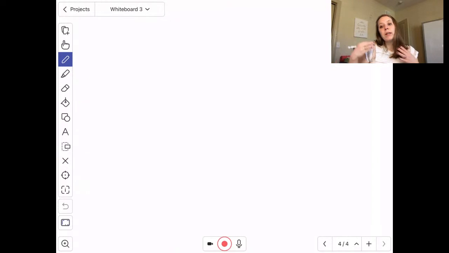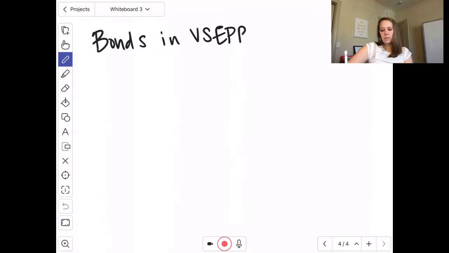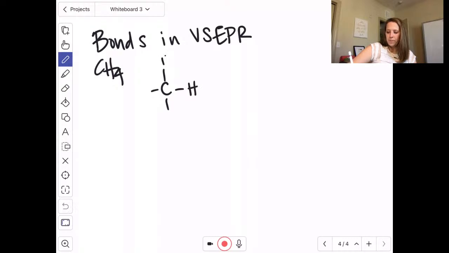So when you draw wedges and dashes, so if we have a bond angle, your bonds in VSEPR. So if you have a tetrahedral molecule, such as methane, so that's CH4, we know that our Lewis dot structure is going to look like this. So we know that this structure has a steric number of 4. The steric number just means that we counted the number of things connected to our central atom.